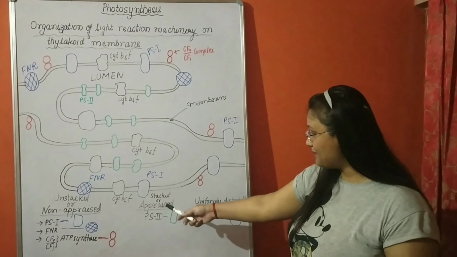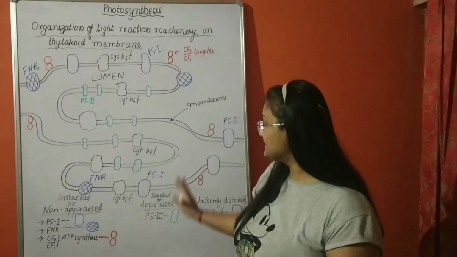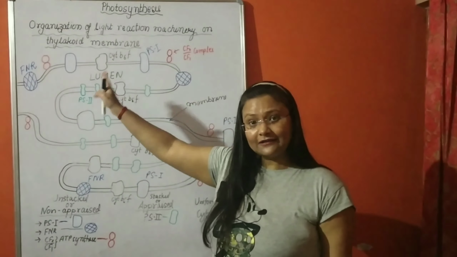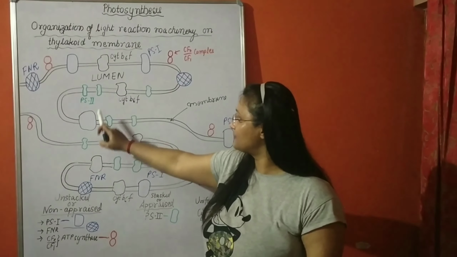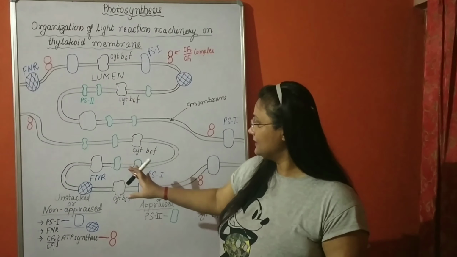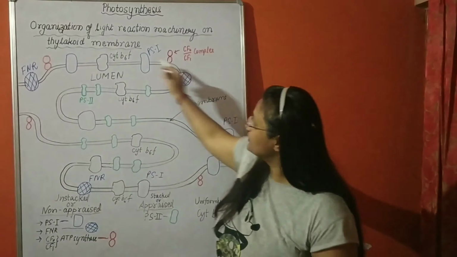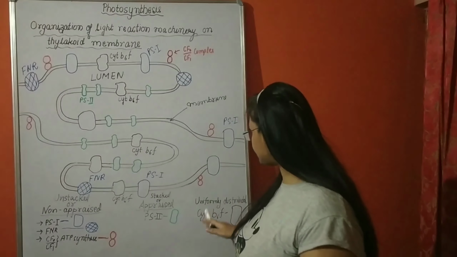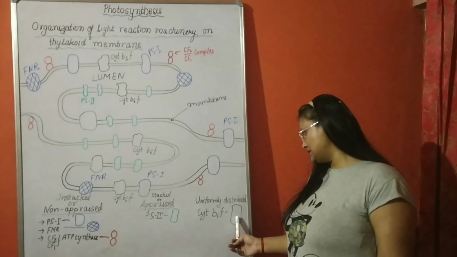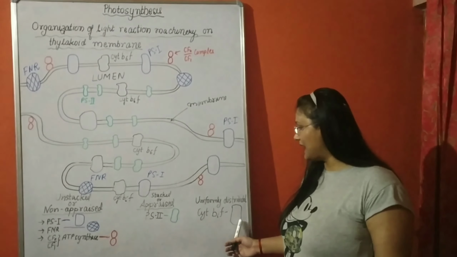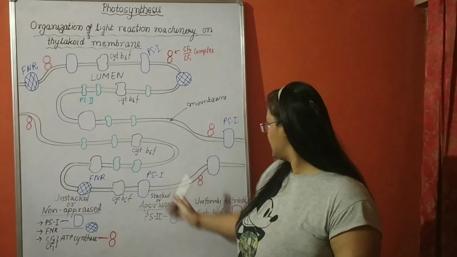Now, let us talk about appressed or stacked regions. Photosystem II is the structure which is found exclusively in the stacked regions. These are stacked regions. Mainly this is found only in stacked regions, not in the non-appressed regions. This is PS II, photosystem II.